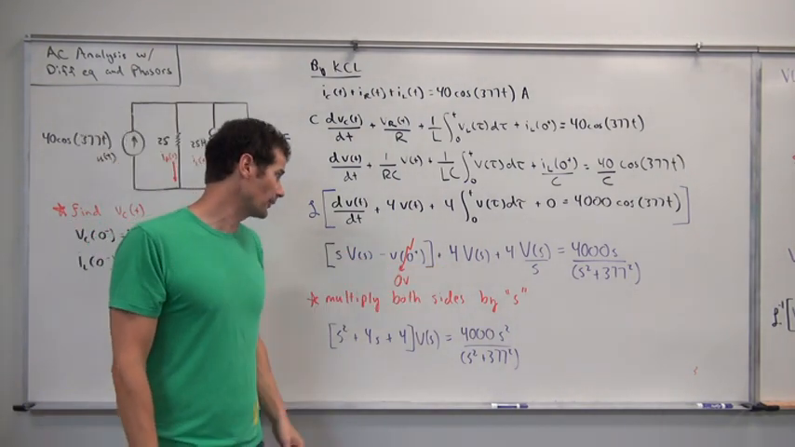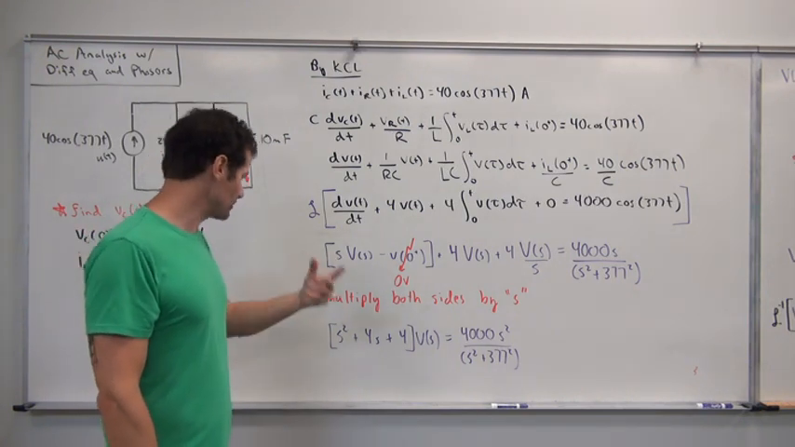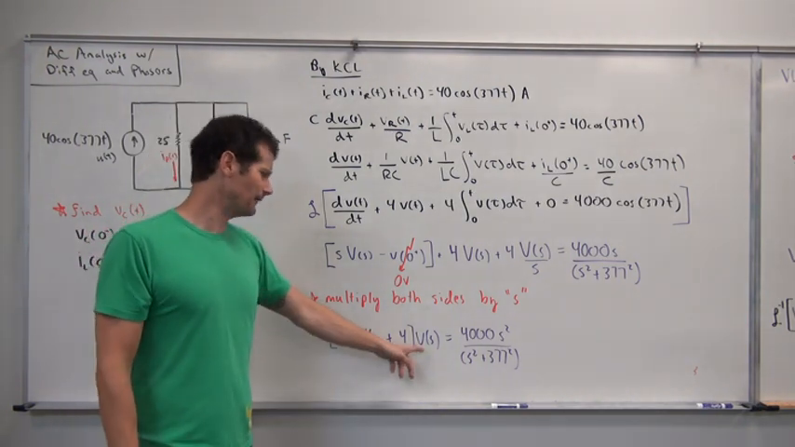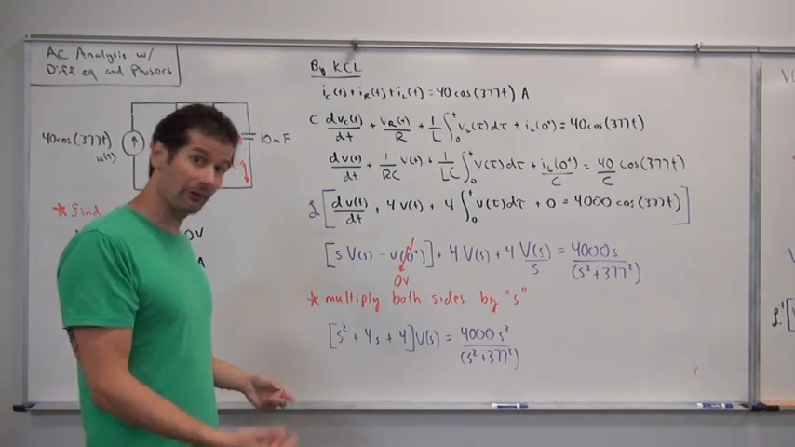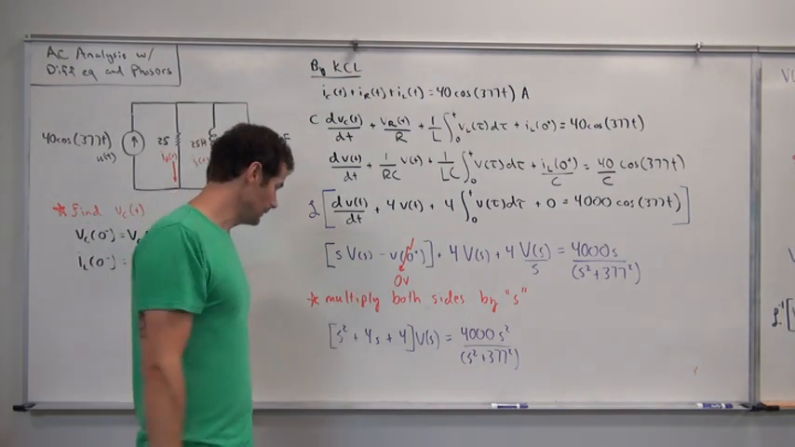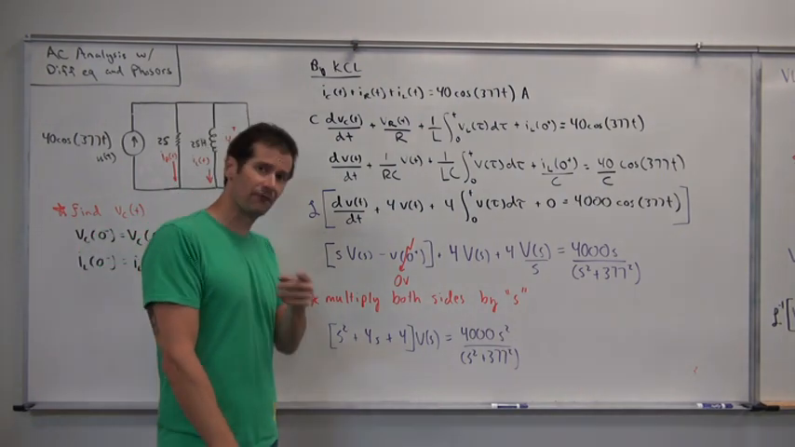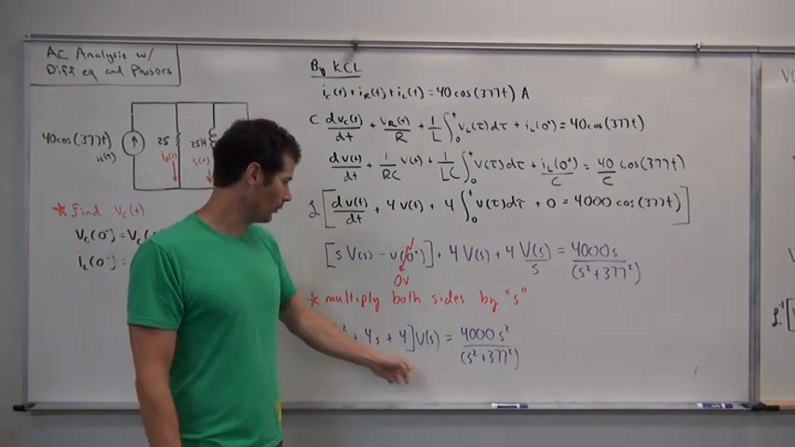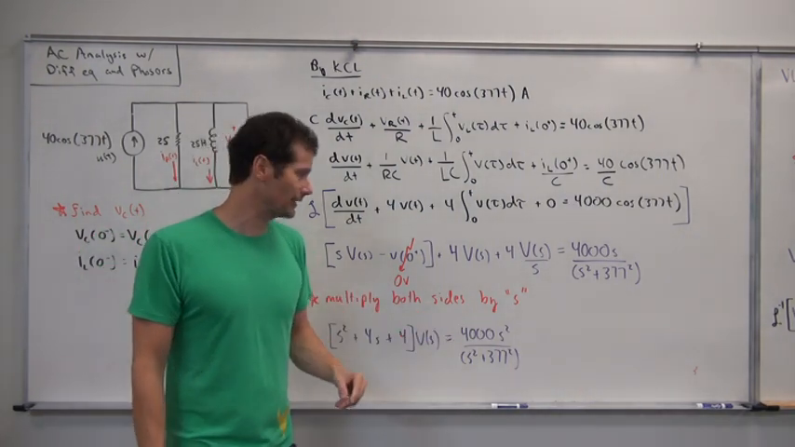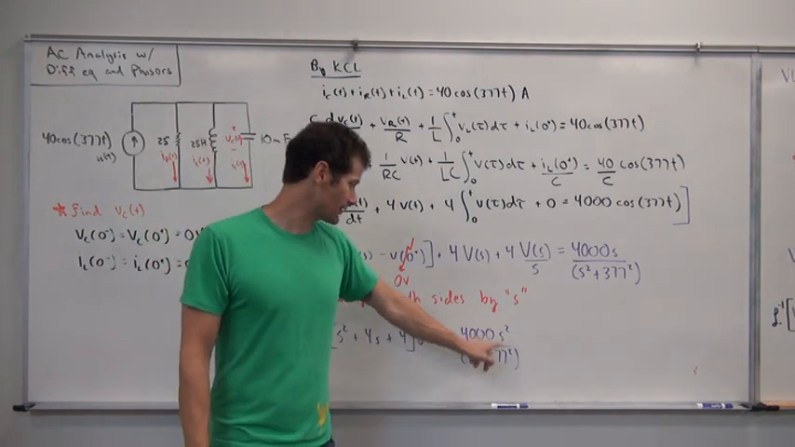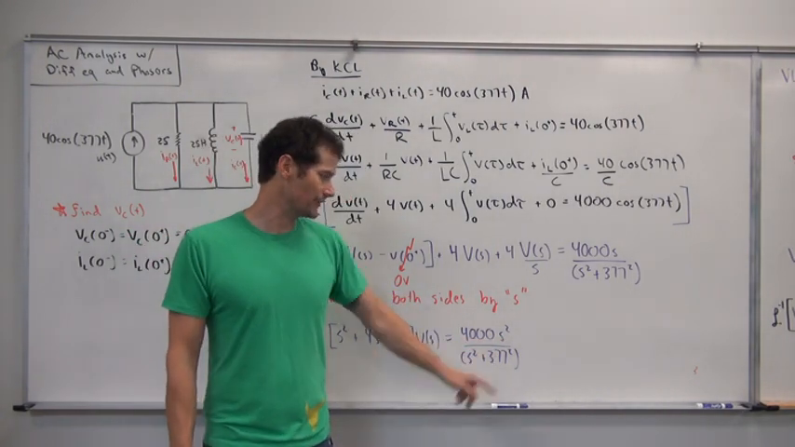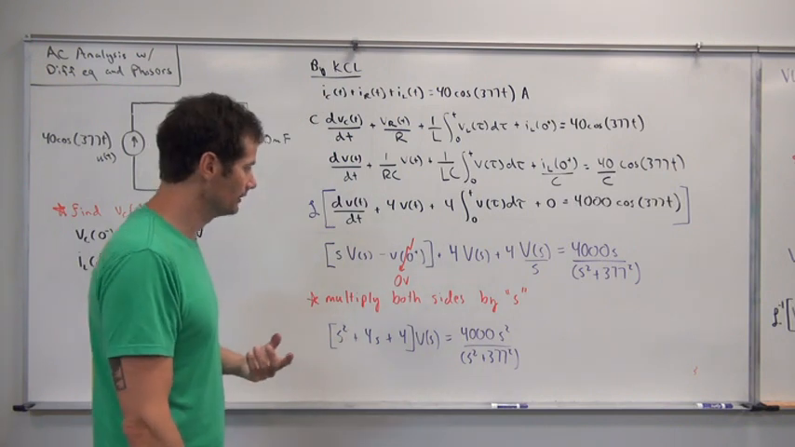So we go ahead and multiply both sides by s, and rearrange the equation in which we factor out V of s, that's our common variable that we're looking for, the voltage across the capacitor in the frequency domain. So we get s squared plus 4s plus 4 times V of s, and that's going to be equal now to 4,000 s squared over s squared plus 377 squared.